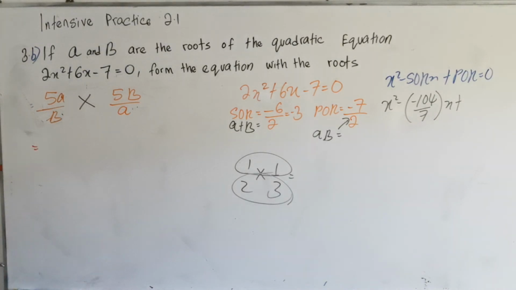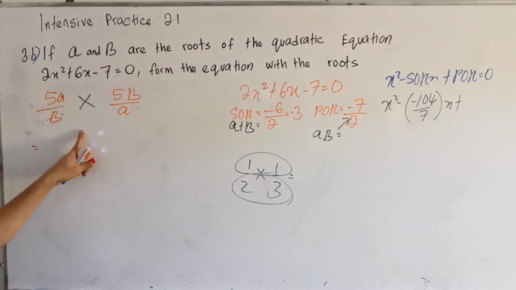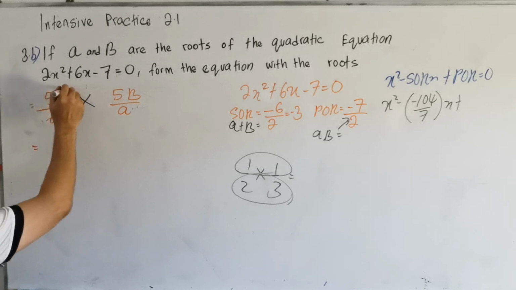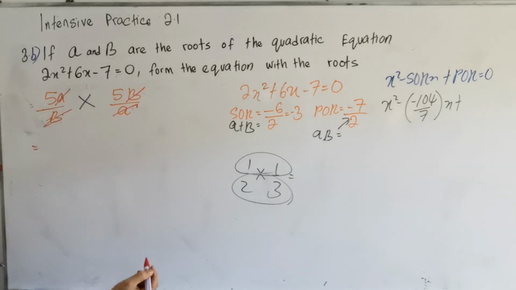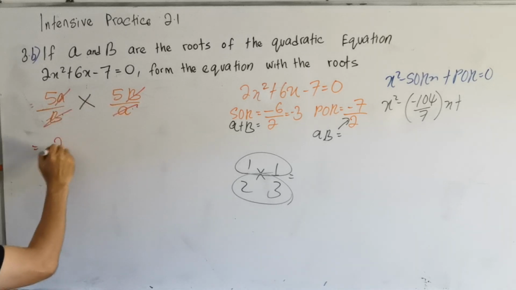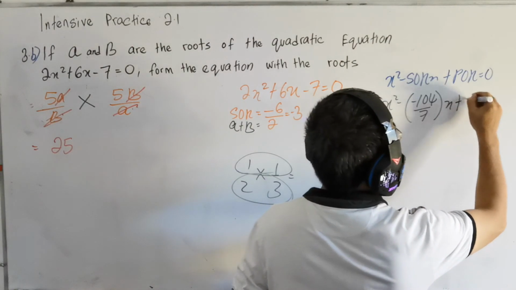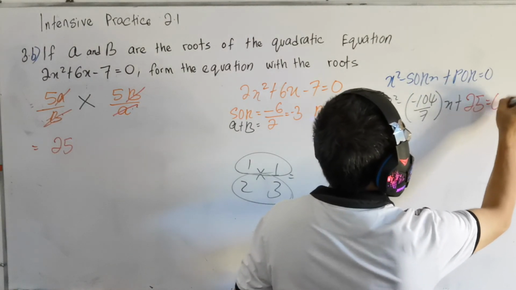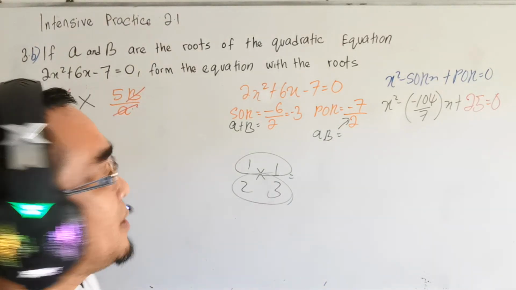Okay, now let's multiply. Before we multiply, because there are more terms here, we can cut alpha with alpha, beta with beta. Then what is left? 5 times 5, 25. And it looks like we have finished the question. 25 equal to 0. Looks like we have finished, but it's not yet.